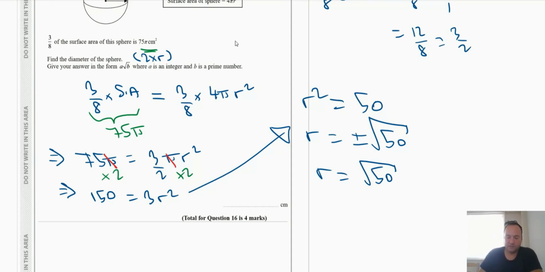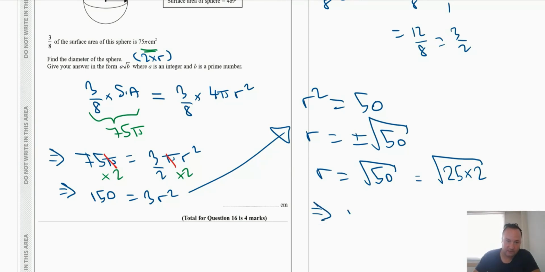So what we need to do, we call this putting the final answer into surd form. We do this by looking at square numbers which are factors of 50, so we call those square factors. I can see that 25 is a square number, and it's a square factor of 50. So we can change 50 for 25 times 2.